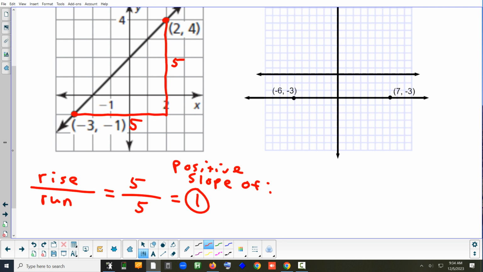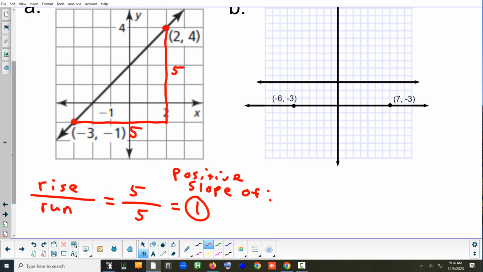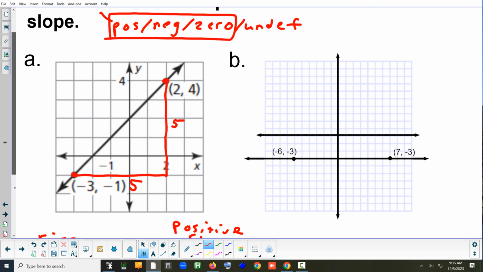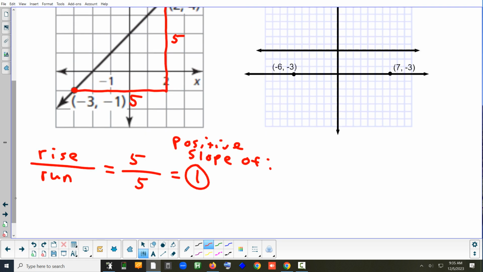Okay, let's look at the next one. What do you think? What about writing slope description? Is that positive slope? Describe the slope. Oh, yeah, it's a little different. Slope description. So the slope description is it's positive, and the slope itself is 1. So slope description positive, the slope equals 1.